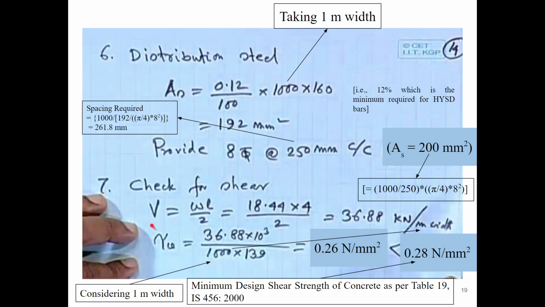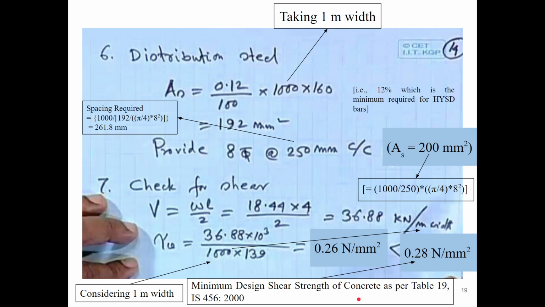So for the shear, the V value we calculate is WL by 2. W is the load, 18.44, into length 4 meter, divided by 2, which comes to 36.88 kilonewton per meter width. From this we can calculate the tau V value, which is 36.88 kilonewton divided by B into D, where B is 1000 and D is 139, the effective depth. That comes to 0.26 Newton per millimeter square.